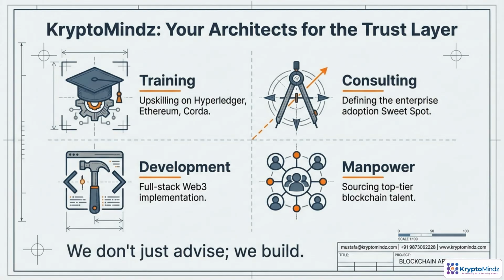First, skills. Your teams need targeted training on platforms like Hyperledger, Ethereum, or Corda. Second, strategy. You need guidance to define your consortium model and adoption sweet spot. Third, delivery. Experienced architects and developers to implement full-stack Web3 solutions. And finally, talent, a sustainable pipeline of blockchain specialists. When these come together, you're not just experimenting, you're systematically building enterprise-grade trust infrastructure.